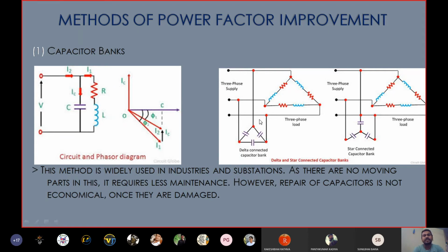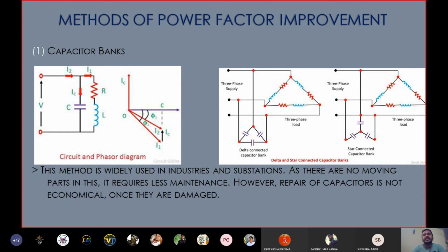In a three-phase system, we have two types of capacitor bank, the delta connected capacitor bank and the star connected capacitor bank, and they are connected as shown in this figure. This is the connection of the star connected and delta connected capacitor banks. This method is widely used in industries and substations as there are no moving parts in this system. This is the static capacitor bank, there are no moving parts, so it requires less maintenance.